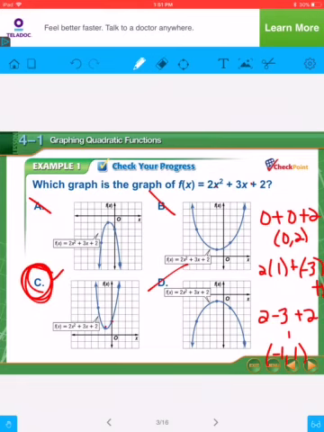So I can pick x values, plug them in, and get points, and then just check my points against the graphs.